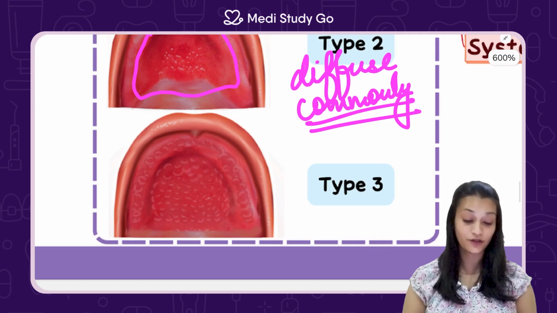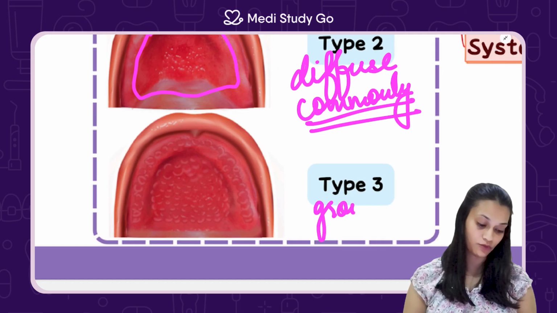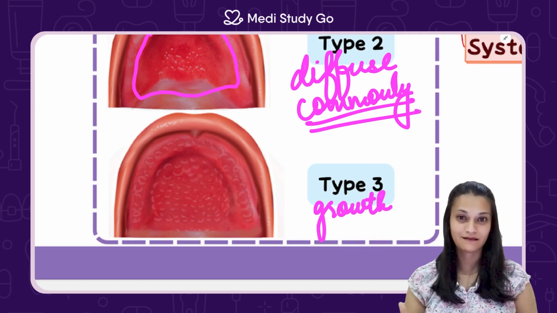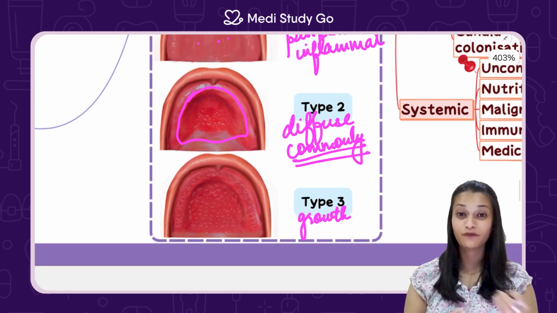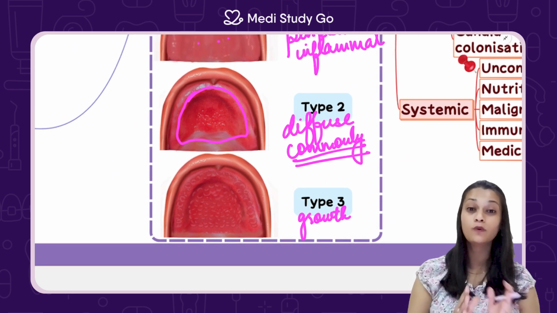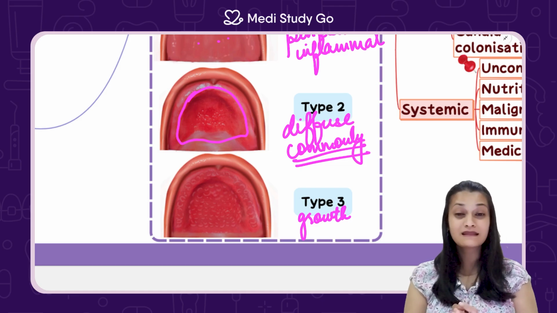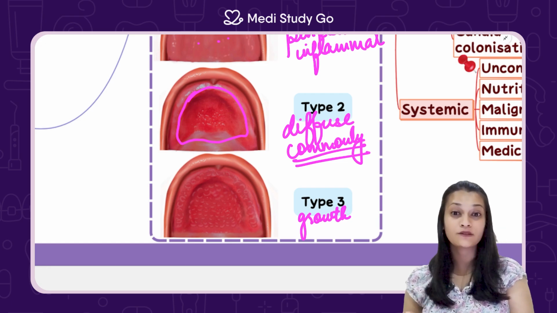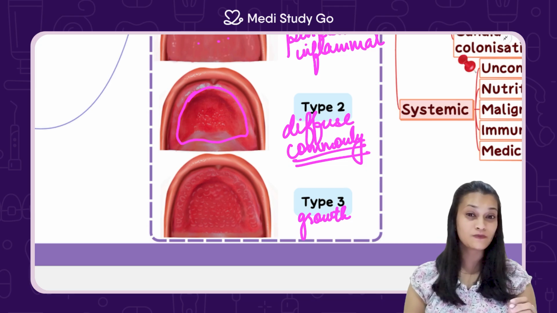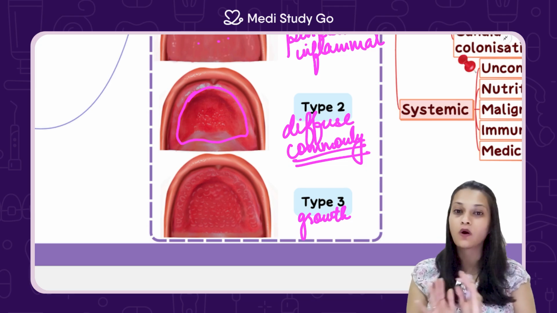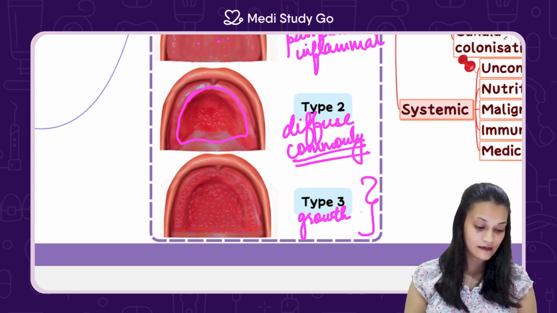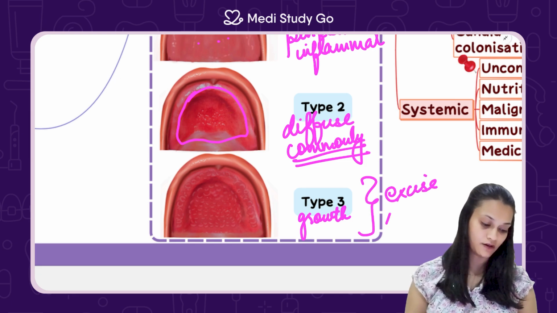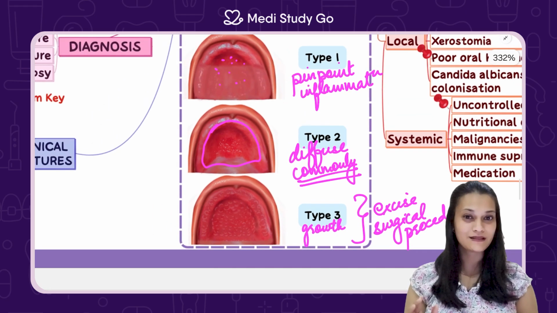And type 3 is going to be accompanied with growth, tumor-like mass, right? Papillary hyperplasia. We are also going to learn about this in Kelly's syndrome. But what you need to understand here is that it is constant irritation from your denture that leads to overgrowth of mucosa. And this can also be associated with your fungal growth. At times, giving medication or removing etiology is not enough. And what we need to do here is excise it using your surgical procedures. So this was about your Newton's classification.